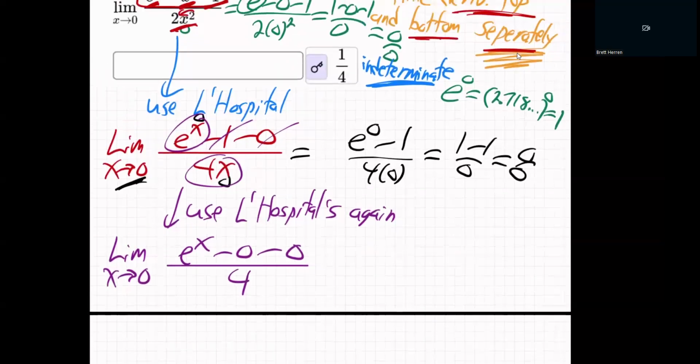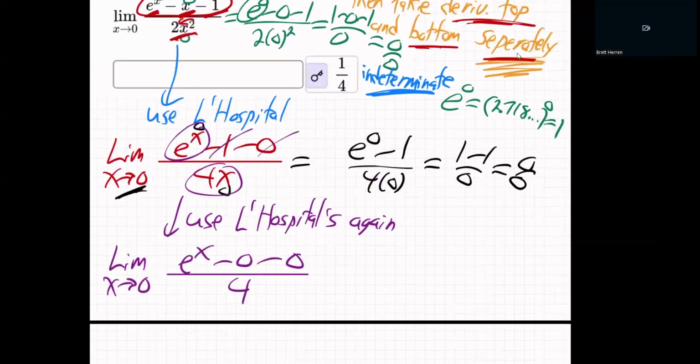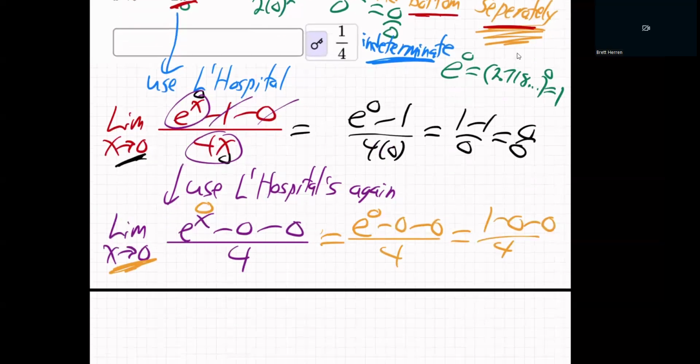Okay, now let's try to pop in that 0 again. So plug in 0 there, because remember x is going to 0. So that's going to be e to the 0 minus 0 over 4. That's 1 minus 0 over 4. That's, we got an answer, 1/4. And that is the answer to this question, 1/4.